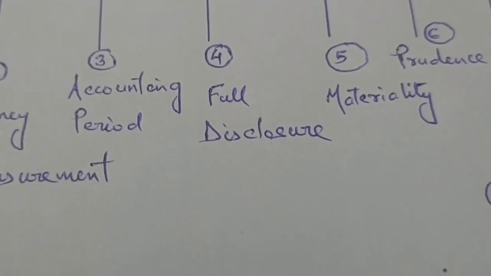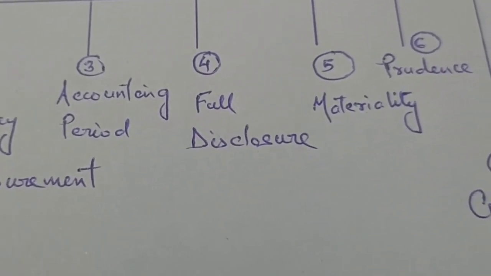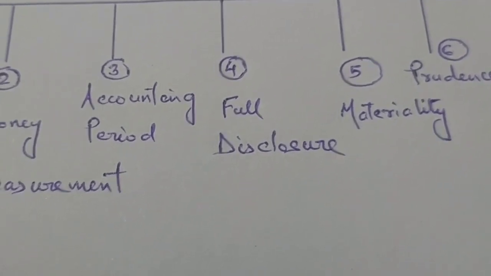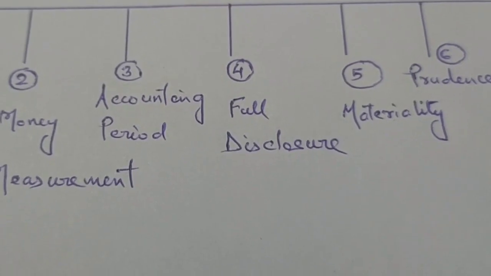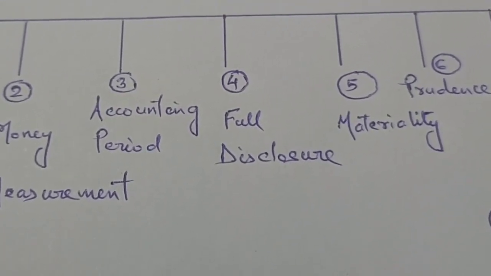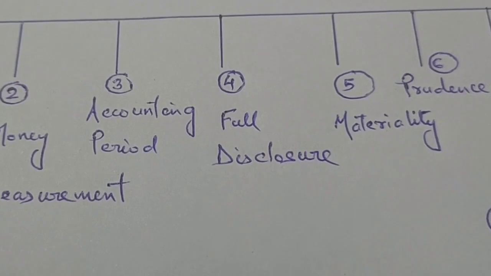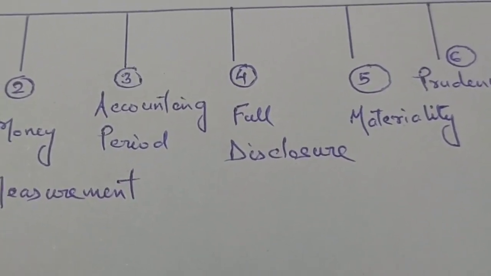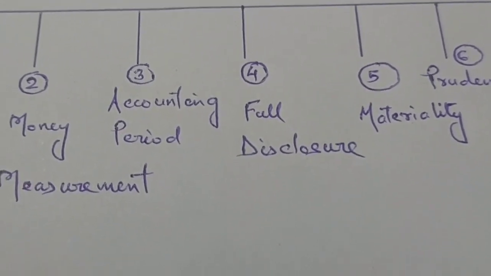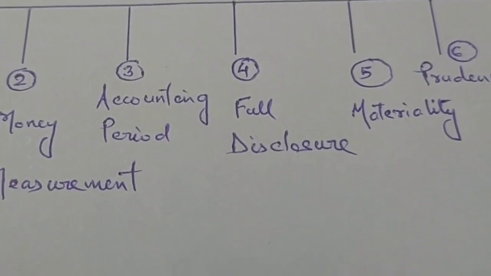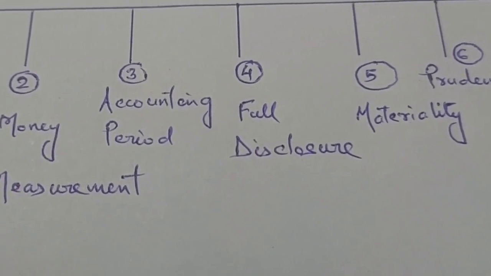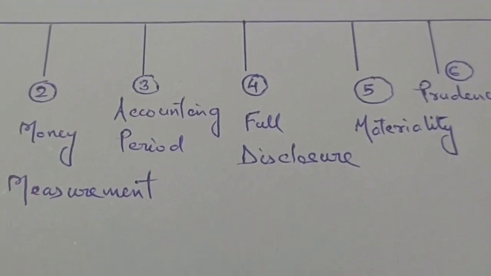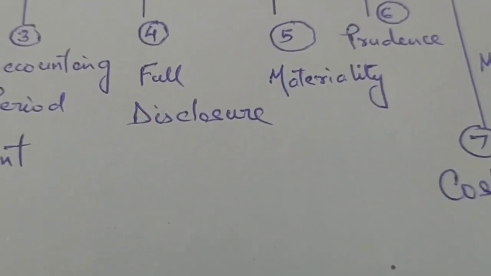For example, disclosure of contingent liabilities. Contingent liabilities means a liability which is not a liability right now but may become an actual liability in future on happening of a certain event. For example, if there is a case against the firm in the law court, the firm may win the case, the firm may lose the case. If the firm loses the case and the decision of the court goes against the firm, it has to pay. Such liabilities are known as contingent liabilities and must be disclosed.